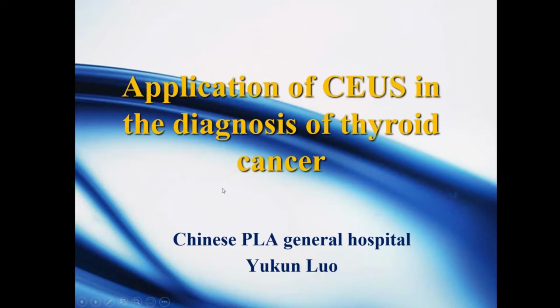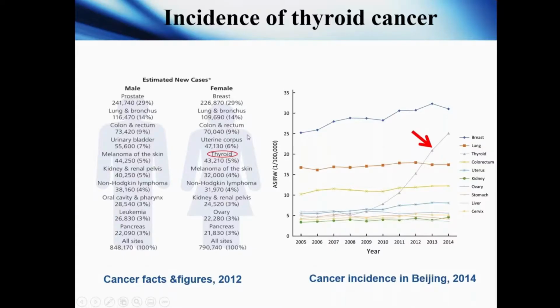As we know, thyroid cancer is the most common endocrine malignancy. The incidence of detected thyroid cancer has been increasing worldwide. In China, it appears to be the fastest growing cancer nowadays.